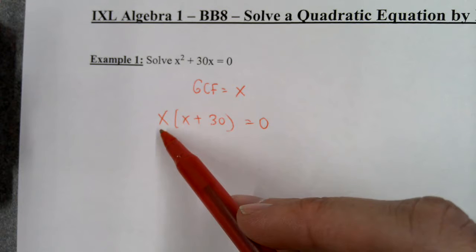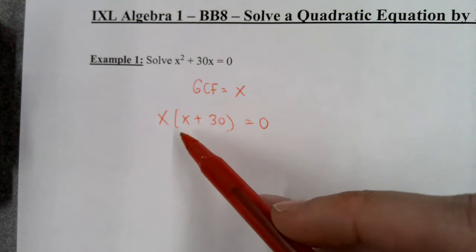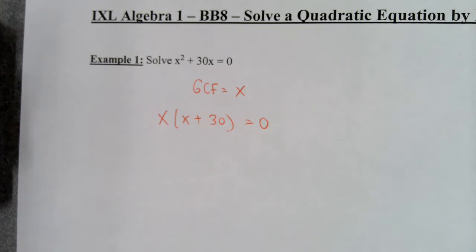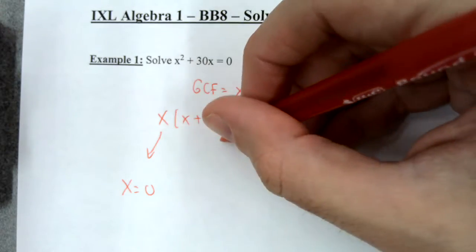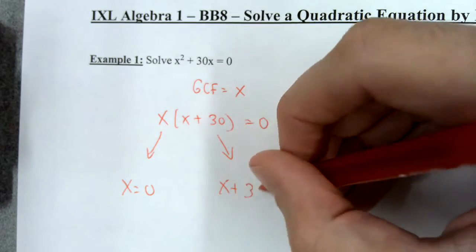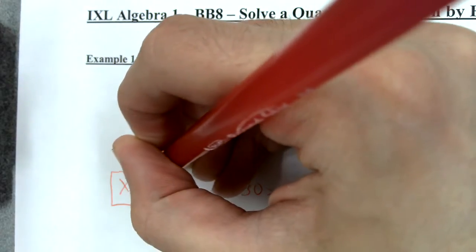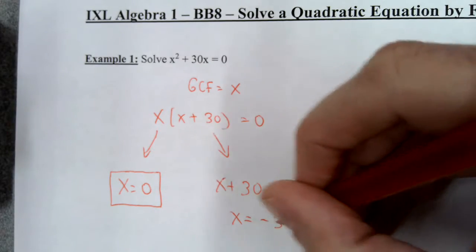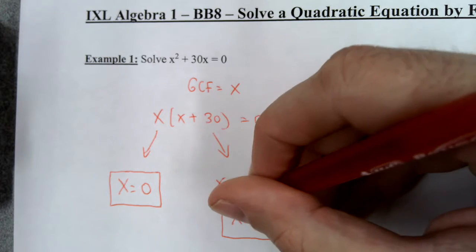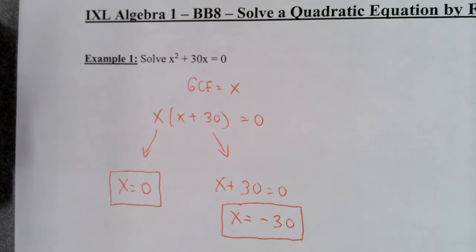Now you have two terms that are being multiplied by each other to get 0. You have x, that's a term, and then the x plus 30 in parentheses, that's a term. The only way to multiply to get 0 is for one of the factors to be 0. So either x equals 0 or x plus 30 equals 0. So x equals 0, that's one possible answer, and the other answer is x equals negative 30 when you solve that. Okay?